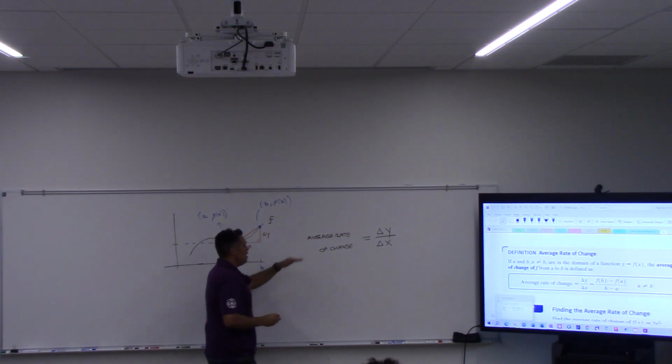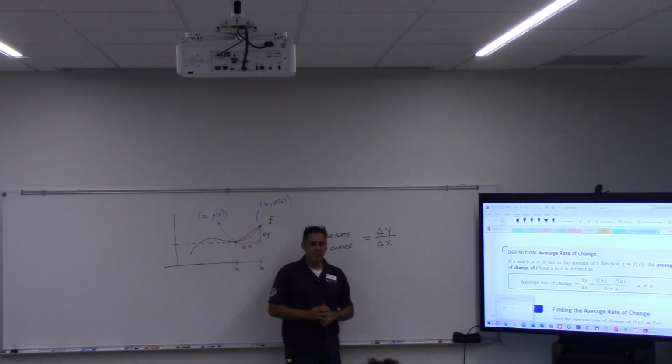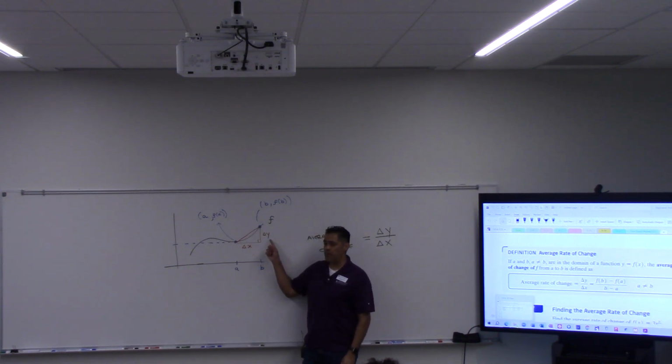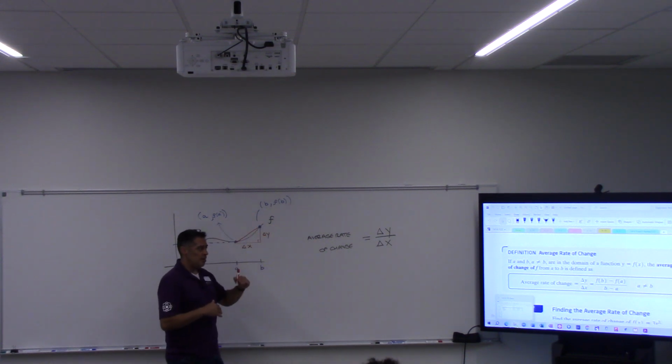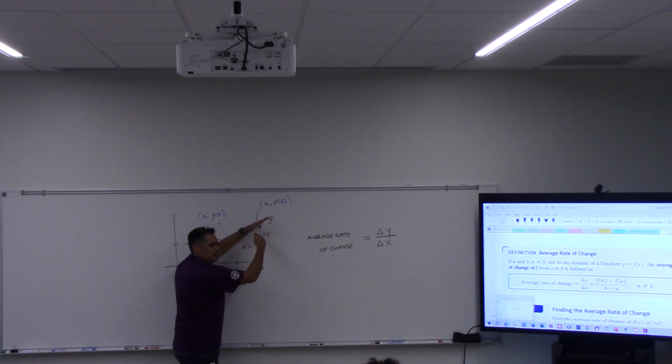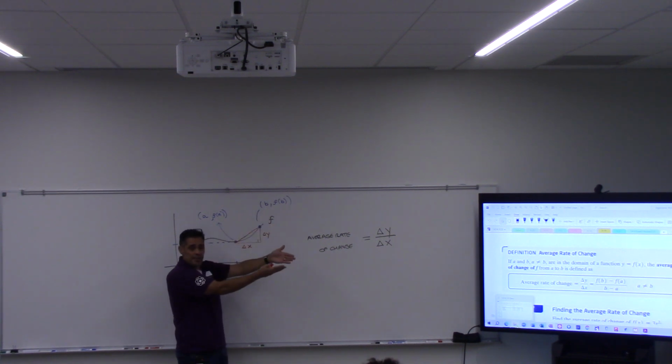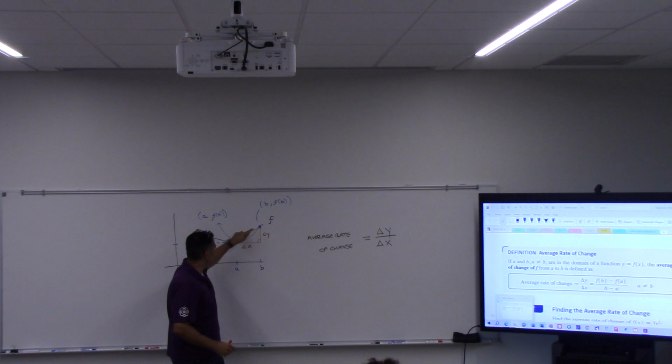So the average rate of change is the ratio of those two numbers, which back in college algebra you might remember as being rise over run, right? Rise over run, like the slope of a line. See, this is a line, isn't it? And the slope would be rise over run. So that's exactly what this is. It's just the slope of the line connecting these two.